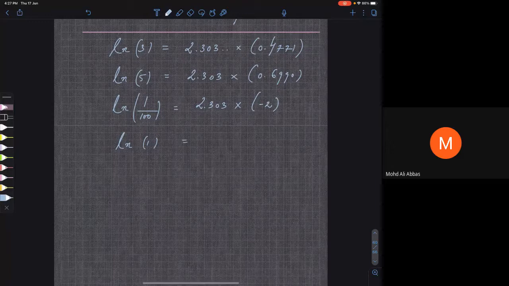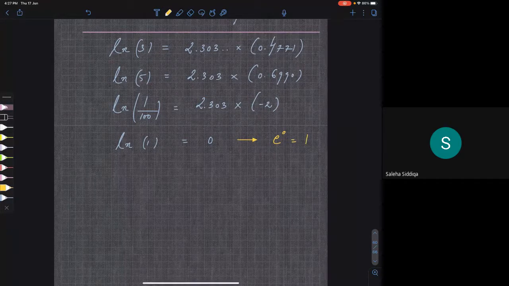Let me ask you, what is natural log of 1? This is very easy. Zero. Natural log of 1 is 0. You're getting my point? Yes, sir. Because e power 0 is 1, right? Since e power 0 is 1, therefore natural log of 1 becomes 0. Clear?